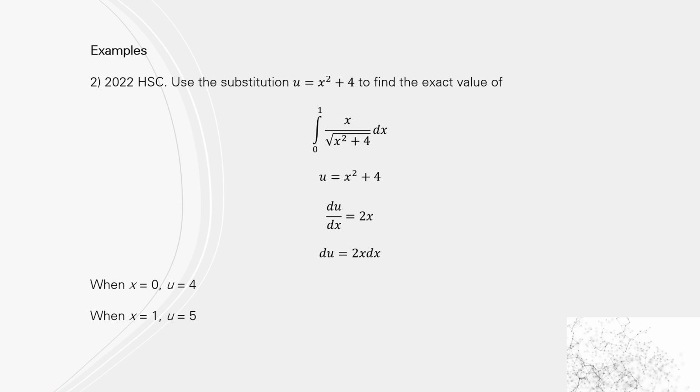I'm not going to come back and replace the integral I get in terms of u with x values. So I'm going to use the substitution. When x is 0, that's the lower part of the integral, u is 4. And when x is 1, that's the upper limit of the integral, u is 5. So we're now going to integrate between 4 and 5 when we do our substitution.